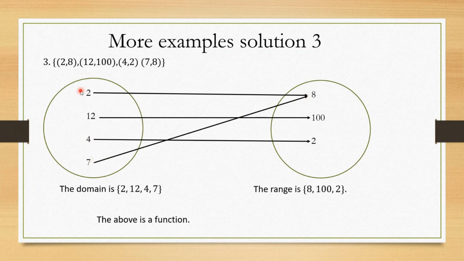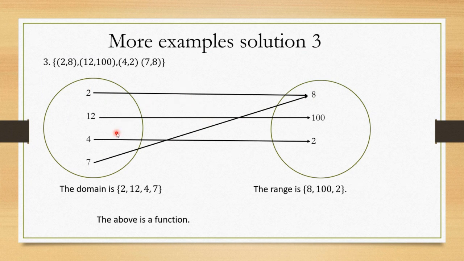Now notice, though, that this is a function. All the ordered pairs have different x coordinates. And you can also see that each input only has one arrow coming out of it. See? One arrow, as you can see. So even though you have 2 and 7 having the same output, that can happen. That's okay. We still have a function.